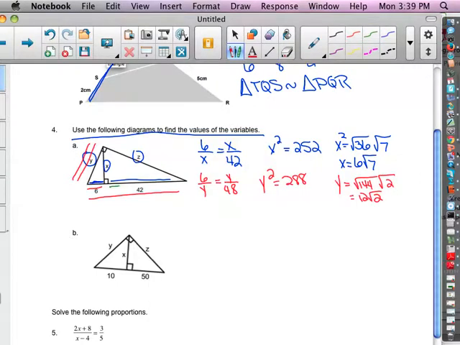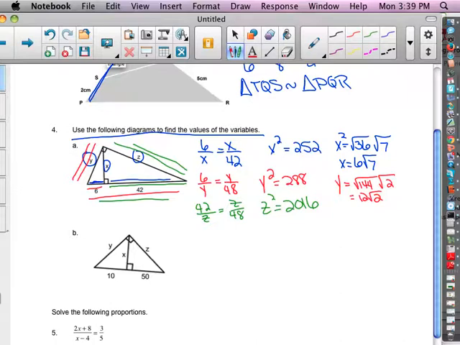Z is the geometric mean between 42 and 48. So I have 42 is to z as z is to 48. So z squared is equal to 2,016. I don't think that's a perfect square, but I'm going to check. It is not. So 2,016 is divisible by 4, by 4, by 4.